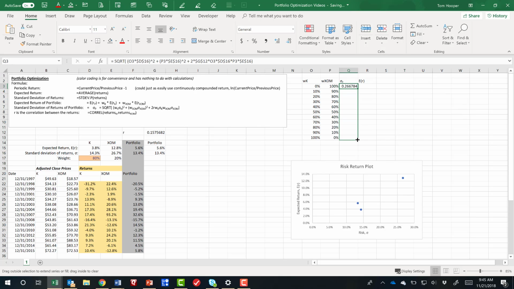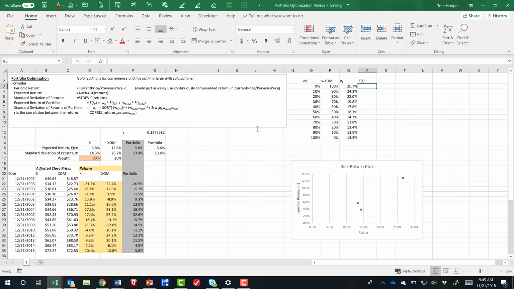So there are a few things we can check. Let's change it to a percent, and see if 100% in ExxonMobil gives us the same risk as ExxonMobil stock, and it does. 100% in Kellogg gives us the same risk as Kellogg stock, and 80% in Kellogg gives us the same risk as our portfolio, which was shown at 80%.